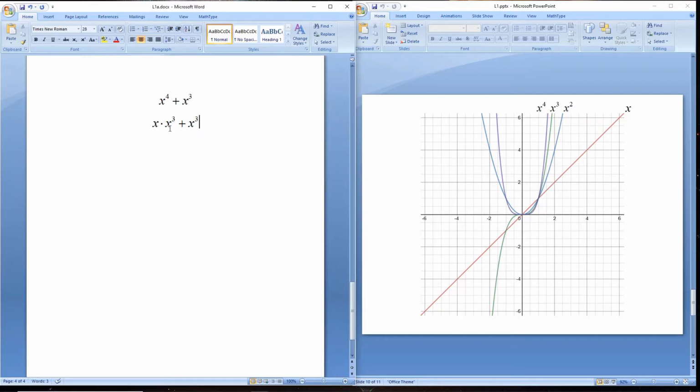So if x is 1,000,000, x to the fourth, because of this x right here, x times x cubed, is already 1,000,000 times larger than x cubed. If x is a quadrillion, then x to the fourth is a quadrillion times larger than x cubed. And this is what we mean by dominate. We literally mean it crushes everything. X cubed becomes insignificant at large numbers compared to x to the fourth.